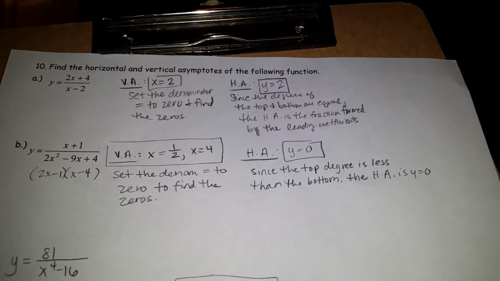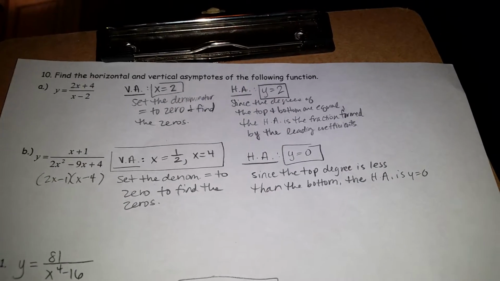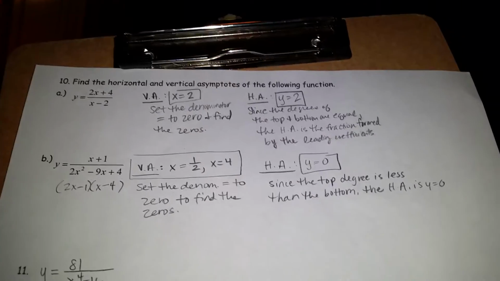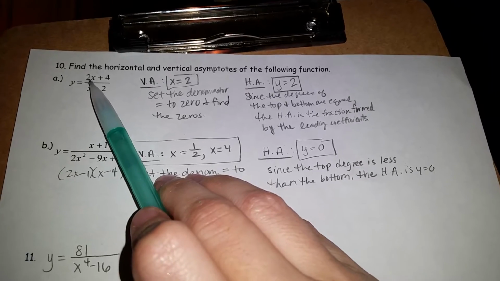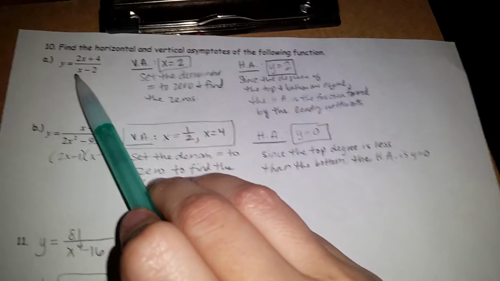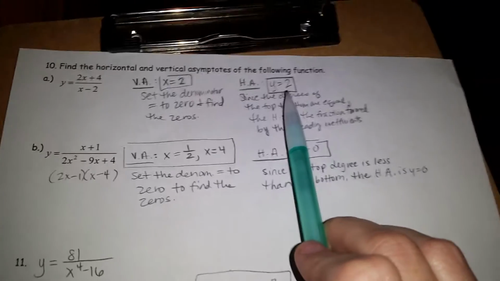So for part A, since the degrees of the top and the bottom are equal, the horizontal asymptote is the fraction formed by the leading coefficients. So my leading coefficient for the numerator is 2, so this would be 2 over 1, which is the leading coefficient of the denominator, and then 2 divided by 1 will be 2, so y equals 2 is my horizontal asymptote.